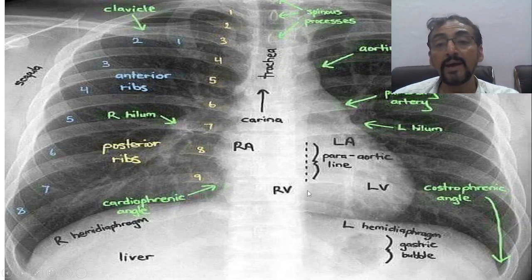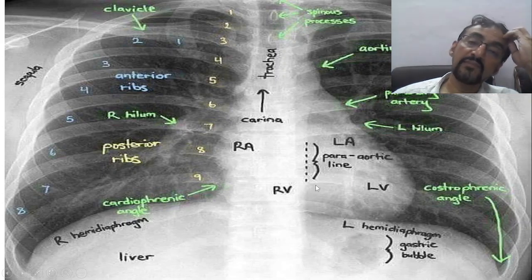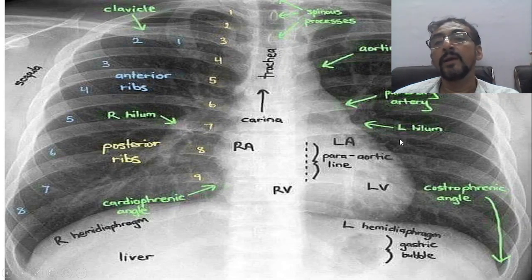Okay, and this is para-aortic lines और paraspinal lines हम बताए थे उसको. Now aortic knob तो clear है यहाँ पे भी. See, very clear aortic knob. And pulmonary artery, aortic knob के नीचे hilum, costophrenic angle.